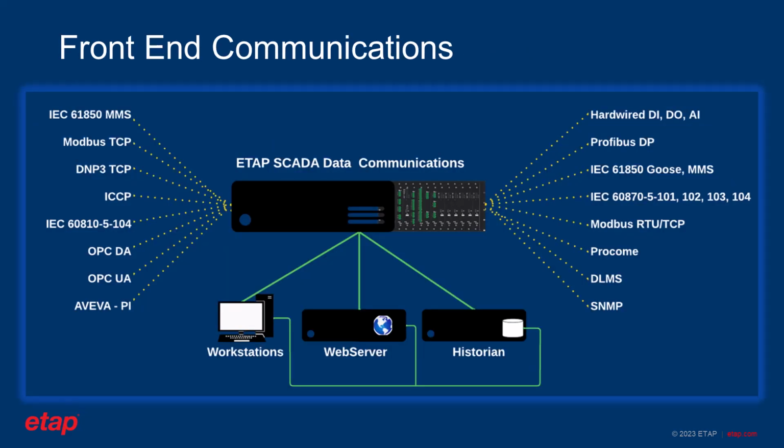As I mentioned earlier, ETAP provides an open platform capable of communicating with third-party hardware and software using standard communication protocols. By default, ETAP provides the communication protocols and interfaces listed on the left, including the IEC 61850 MMS, Modbus, DNP, ICCP, 60870-104, OPC, and AVEVA PI communications. However, ETAP can also provide hardware or virtual expansions for additional protocols listed on the right. Hardware digital inputs, digital outputs, and analog inputs are done by the ETAP ICE hardware as a complement to the front-end processor of the ETAP real-time system.